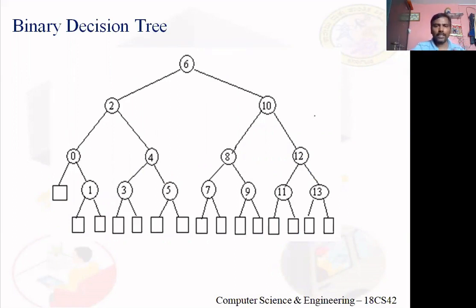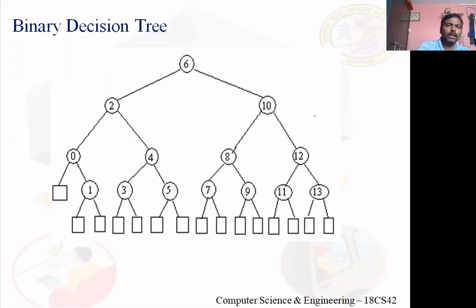On the left side of 6, 0 through 5, the mid is 2. On the right side of 6, indices 7 through 13, the mid is 10. So I repeat: initially 0 through 13, mid is 6, so it is the root node. Left side of index 6, 0 through 5, mid is 2. Right side of index 6, 7 through 13, mid is 10.